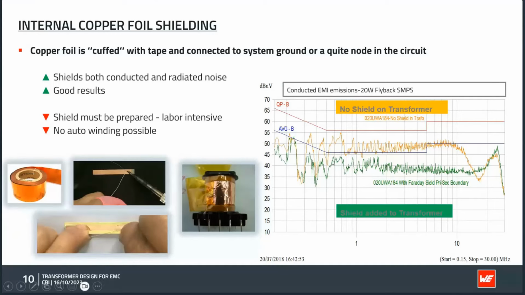Here on the right-hand side, you see a test which we did. It's a 20-watt flyback transformer in a switch mode power supply. We tested it 2 times with and without shield. And you see very clearly how strongly the noise is reduced with the shield winding.